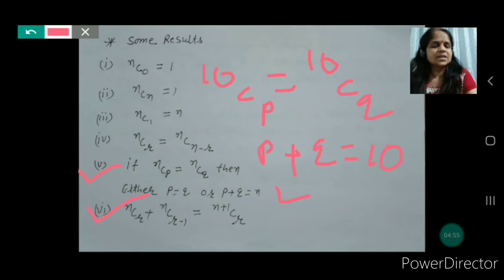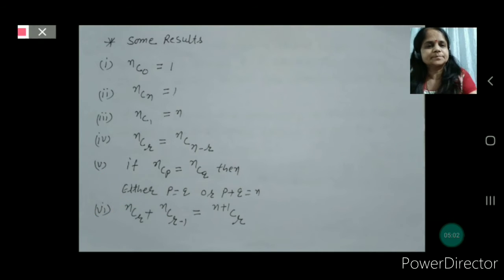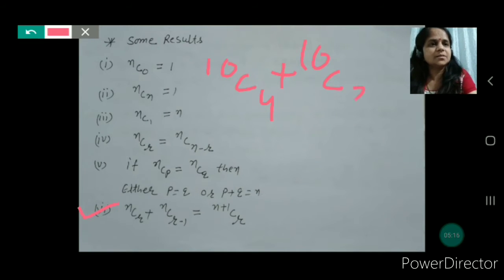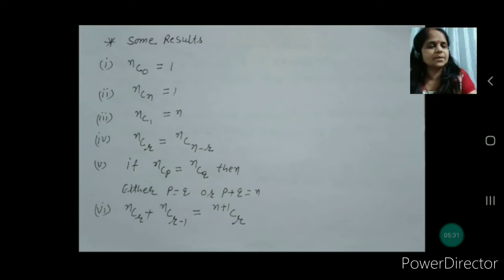Now next, nCr plus nC(r minus 1) is equal to (n plus 1)Cr. For this result, if there is 10C4 plus 10C3, it is nCr and nC(r minus 1), the result would be 11C4. Directly we can apply this result as a formula.